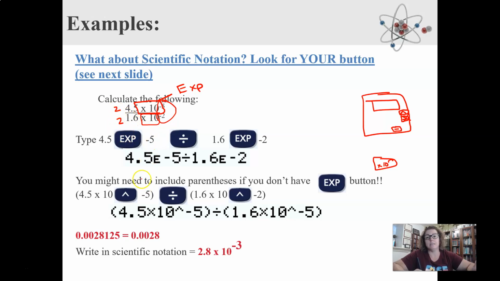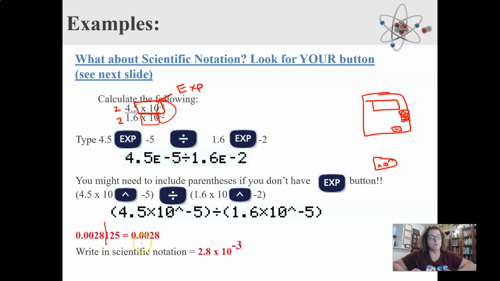So my answer just needs to have 2 Sig Figs. So this right here, when I round this number, I'm going to cut it right there, and then 0.0028. If you need it to be in scientific notation, that's fine. I already did a video with that if you need some help.